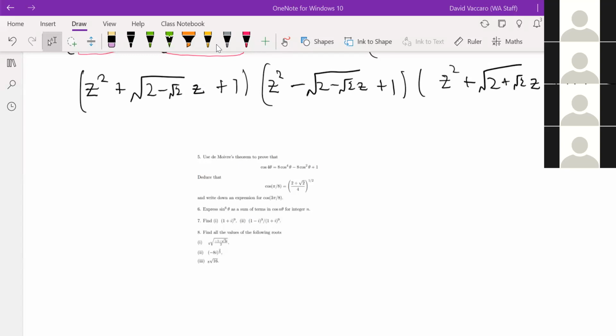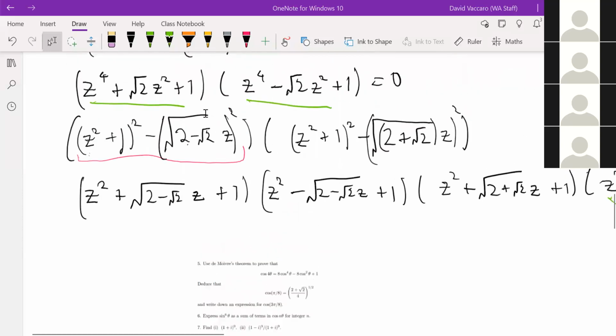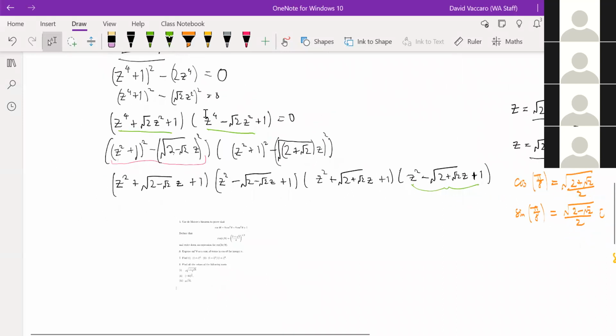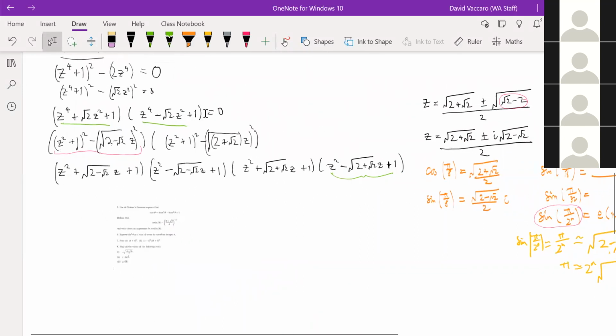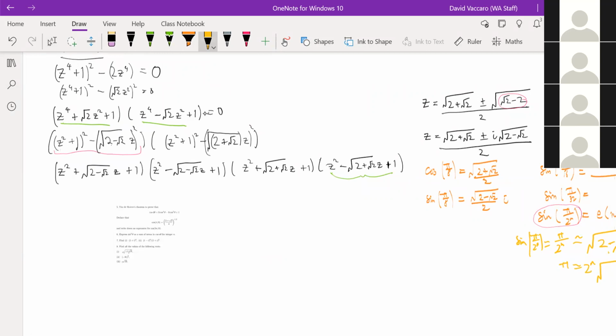Okay, I think so. So what I'll make sure I do, Vlad, is write up this question fully, because in the interest of time, once I got to this with the z to the 8 plus 1, once I got this expression into 4 quadratic brackets, I only found one of the roots.